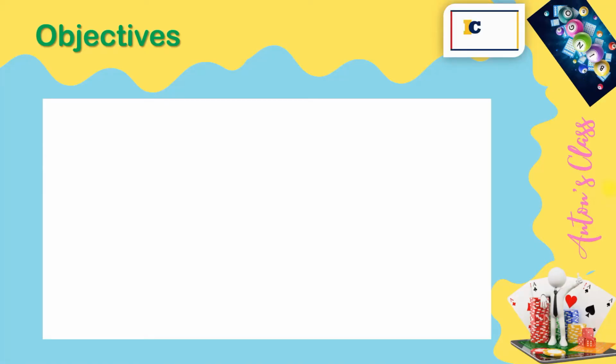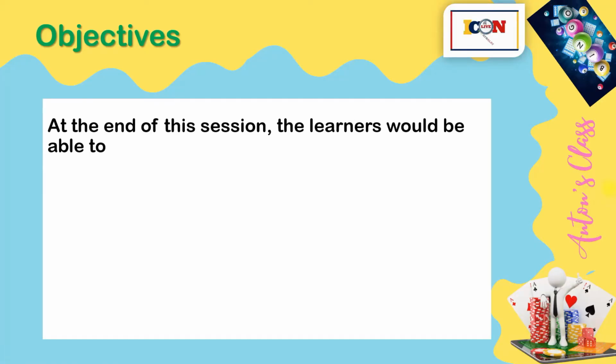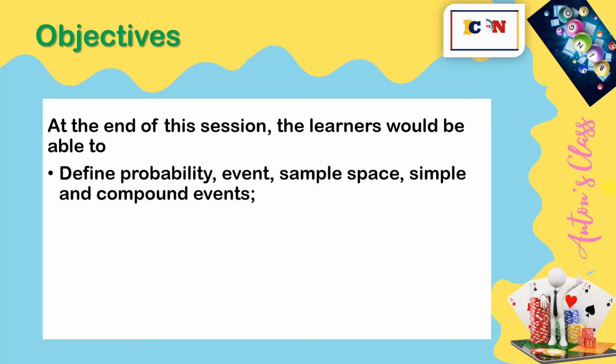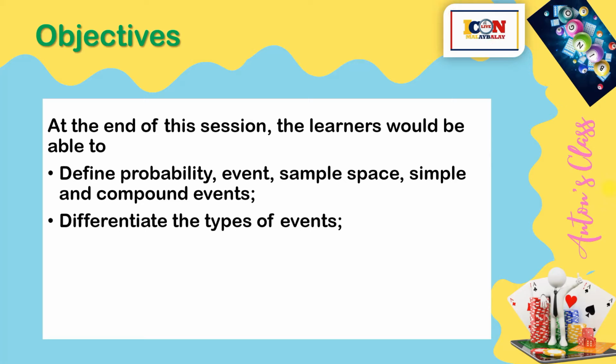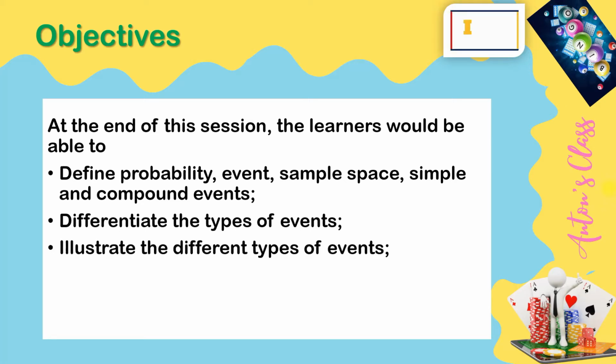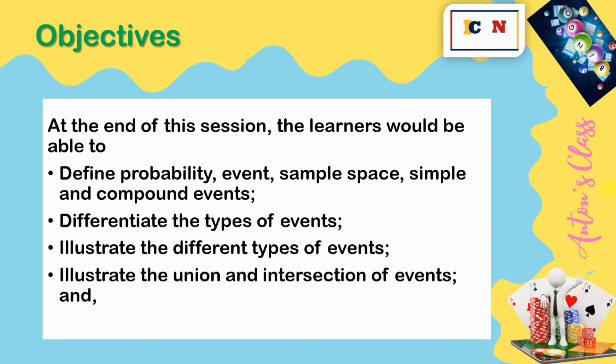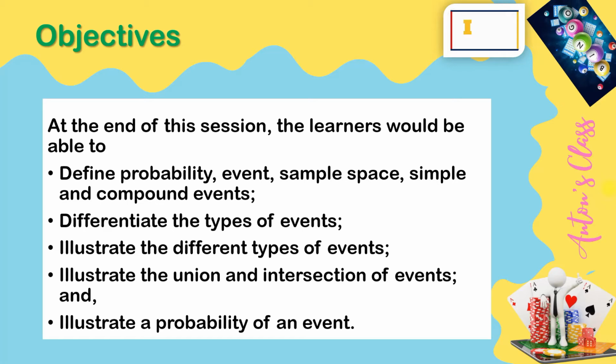The objectives for today's lesson. At the end of this session, you would be able to define probability, event, sample space, simple and compound events. Differentiate the types of events. Illustrate the different types of events. Illustrate the union and intersection of events and illustrate a probability of an event.